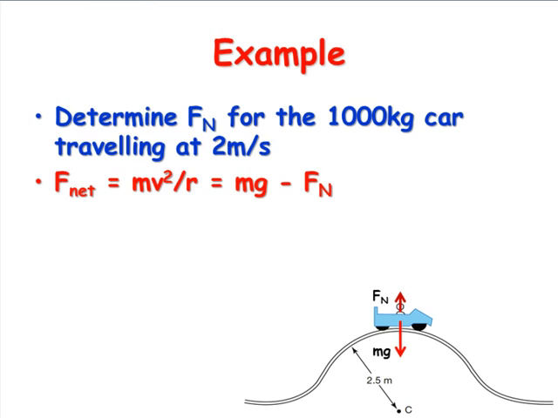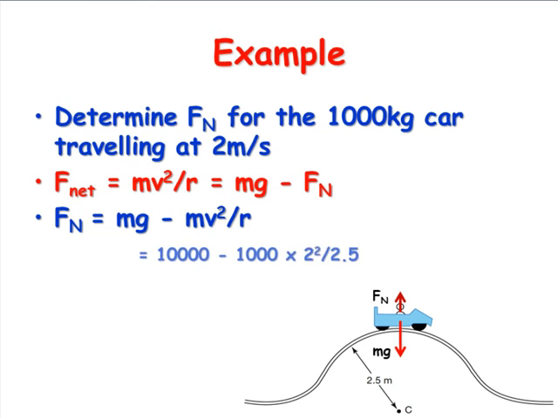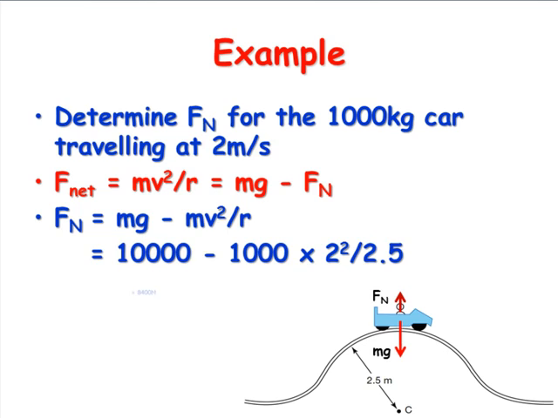F net is mv squared on r equals mg minus the normal reaction force. So if we want to calculate the normal reaction force, we have to add Fn and then subtract F net, which is mv squared on r. So rearranging, we're subtracting that from our weight force. So expect it to feel lighter, as indicated by the normal reaction force being smaller there. Substituting in, we get a normal reaction force of 8,400 newtons.